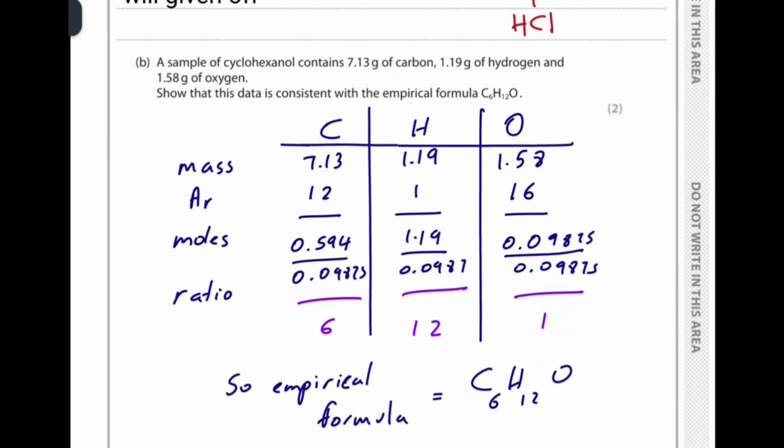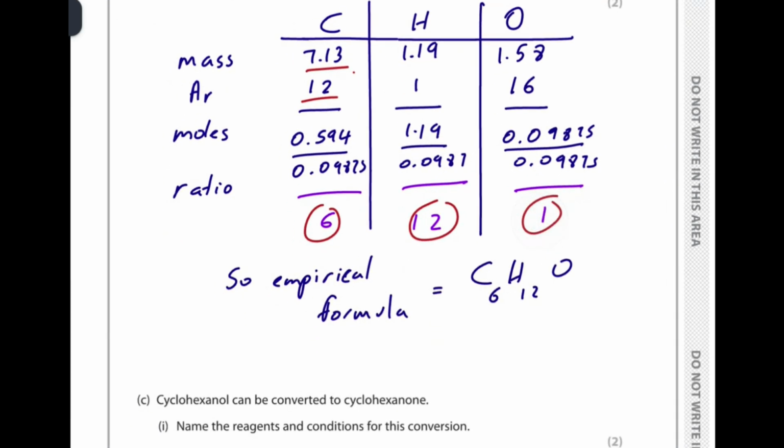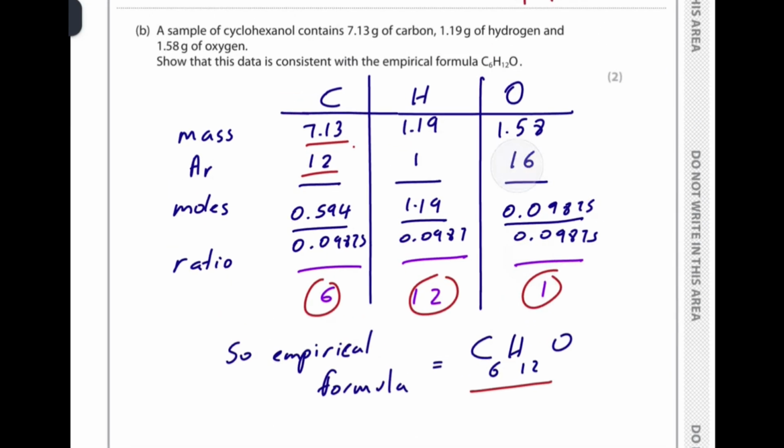So part B, a sample of cyclohexanol contains 7.13 grams of carbon, 1.19 grams of hydrogen and 1.58 grams of oxygen. Show that this data is consistent with the empirical formula C6H12O, right? So this is very easy. You should divide the mass by the atomic mass to get the number of moles, then work out the ratio of the moles as I have done here. Then you will get this empirical formula, which is consistent with the given empirical formula.